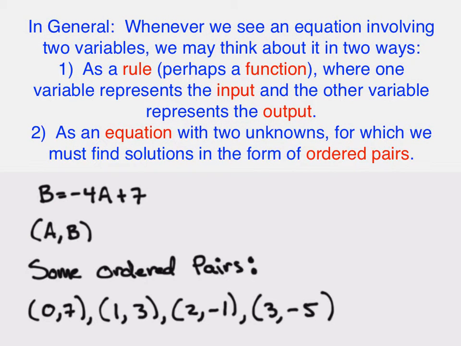And in general, whenever we see an equation containing 2 variables, we can think of it in 2 ways. We can think of it as a rule, or perhaps a function, in which one variable represents the input and the other variable represents the output, or we can consider it an equation with 2 unknowns, for which we must find solutions in the form of ordered pairs.